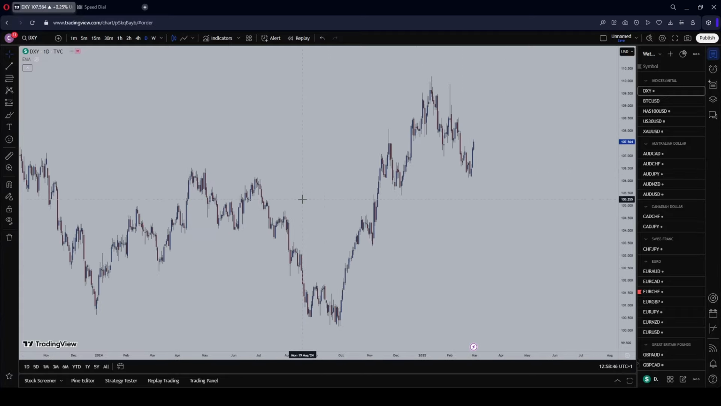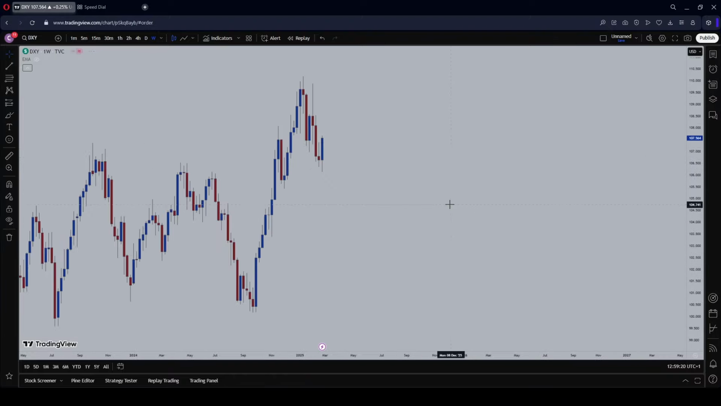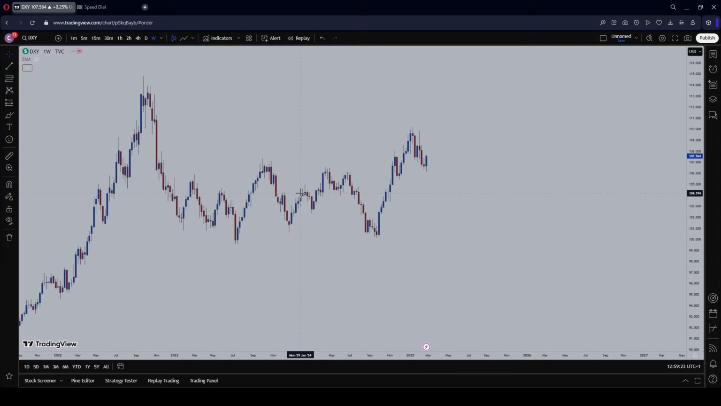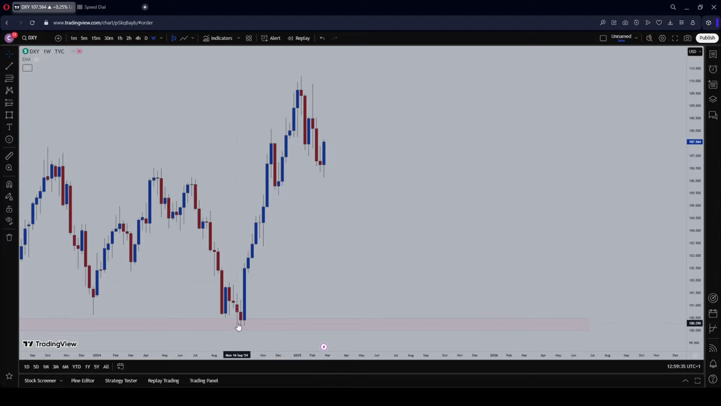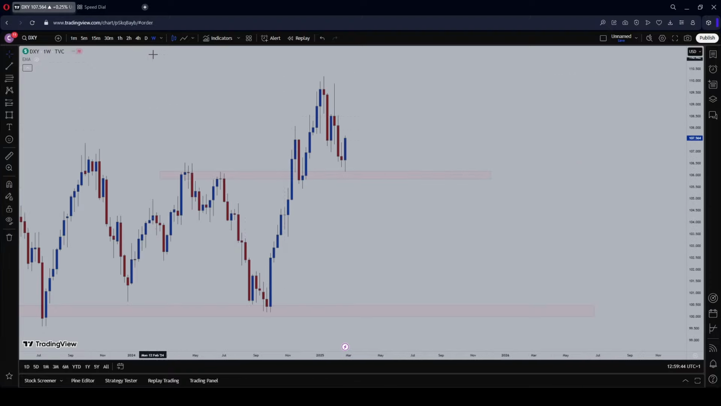So this is the DXY, and I'm just looking on, let's go to the weekly first. So what do we have here on the weekly? Let's just quickly start to mark up this. I have this key zone here. This is a low, this is a high. I also have this zone here. This is a low, this is a high. So I think that's all on the weekly time frame because I can't see any other thing.